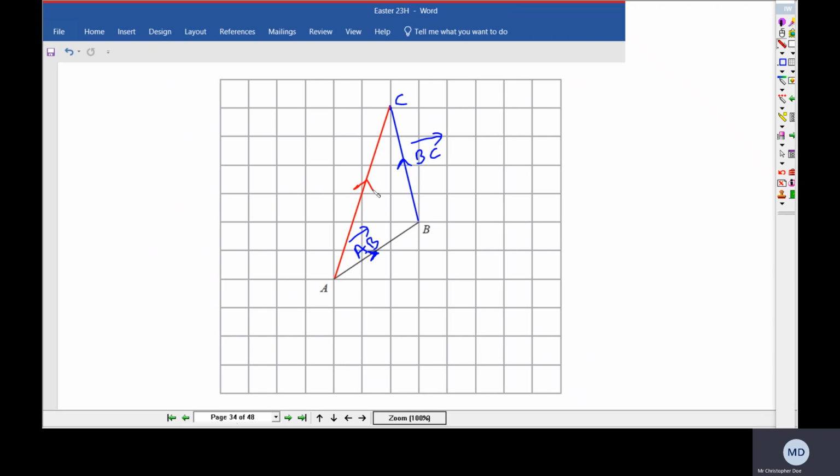What do you think it means? No, AC. Yeah, it could be AC, or what else? Apart from A and C, what else?